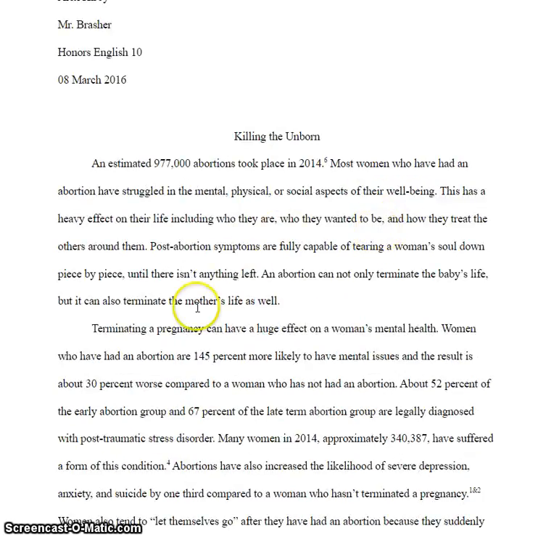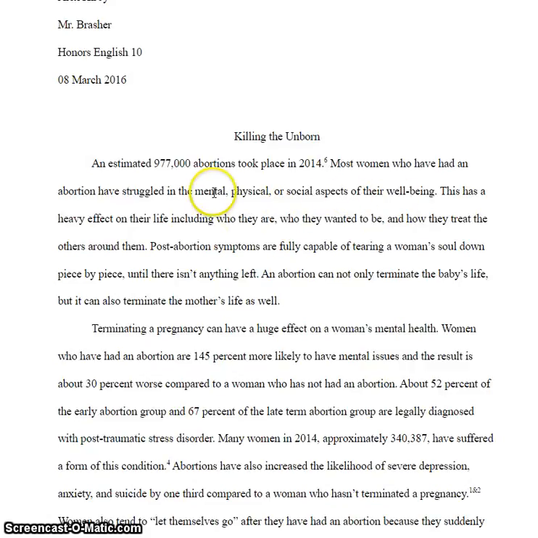Now, the order of your paper then is attention-getting first statement, expand on it. Then you get into your actual topic. Your topic is the effects that women have when they have an abortion. Now, I'm assuming, since I see that mental is the first one, these are your main points: mental, physical, or social aspects of their well-being. So order again: attention-getting first statement, then expand on it, then introduce your topic, then introduce your main points, then introduce your thesis. That should be the order that you follow while you're doing this.